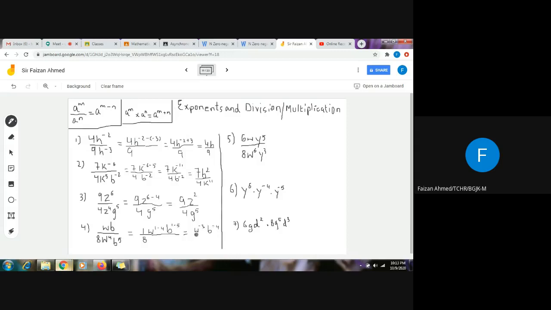upon 8. And I know that I will not leave my answer here because the exponents are still negative. So it's better to leave the answer with a positive exponent. So I will shift everything in the denominator, and in the numerator that will be 1. So my final answer will be 8 w^3, because I have shifted this in the denominator, and b^4. So this will be my final answer.